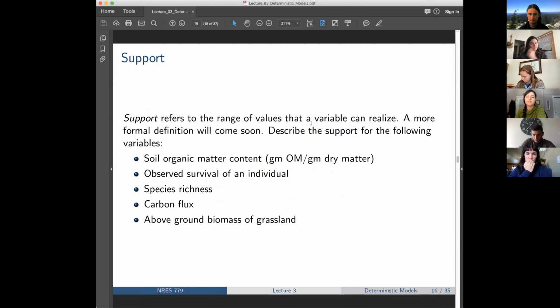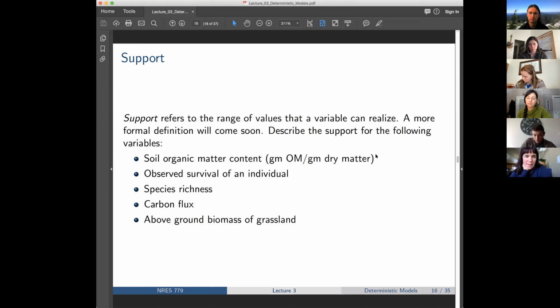So as an exercise, what is the support for the following variables? Soil organic matter content, grams of OM divided by grams of dry matter. Well, that's not going below 0, right? Right, yeah, so that's positive or non-negative.